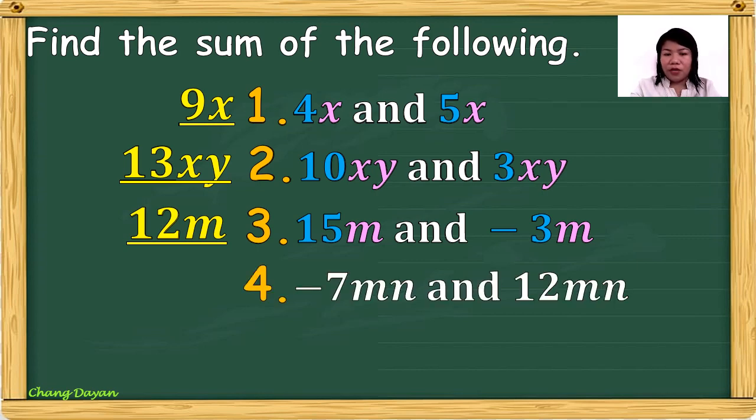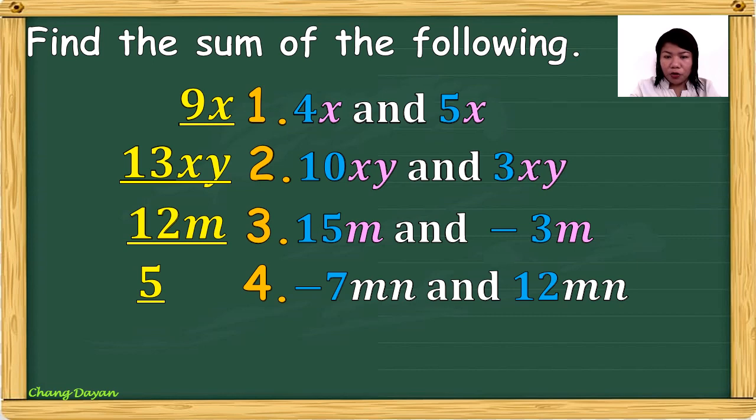Number 4, negative 7mn and 12mn. Ang numerical coefficient dito ay negative 7 at 12. Combine natin. Negative 7 plus 12. The answer is 5. Susundin natin ang sign ng mayroong malaking absolute value.